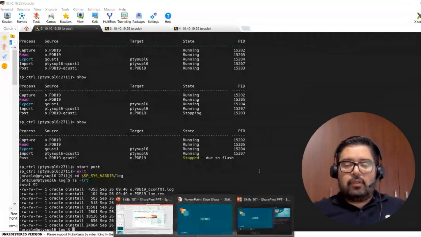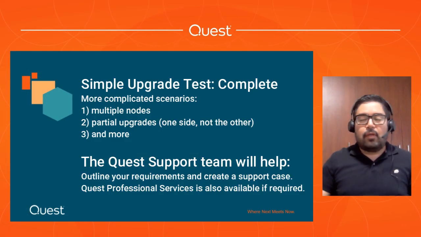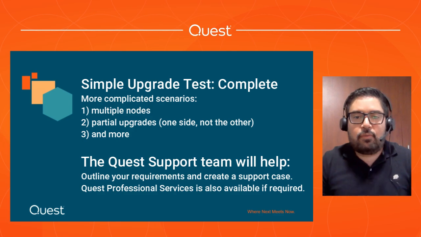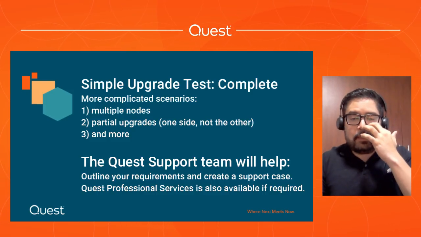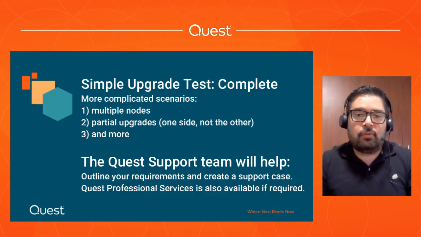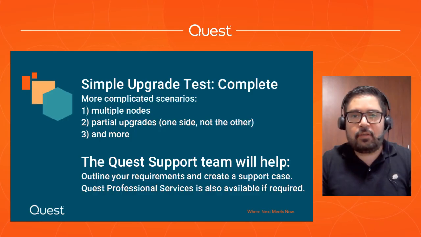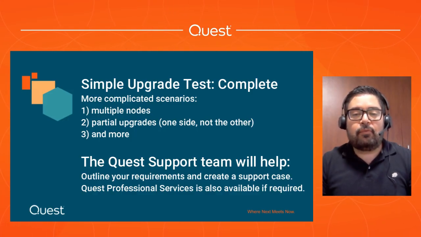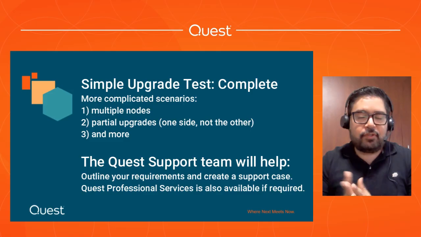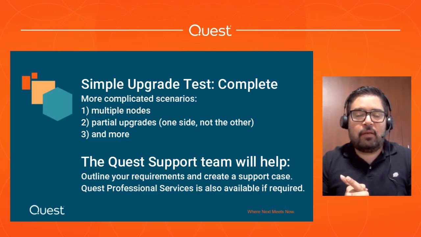Let me switch back to the presentation. So that was a simple upgrade test. We just wanted to show you how the flow is. Of course, you can have more complex scenarios. You can do upgrades into multiple nodes. You can do partial upgrades if you want to, for example, upgrade one side and not others. Then you need to set a compatibility parameter, a species target, to extend the compatibility with lower versions. And there are other scenarios.